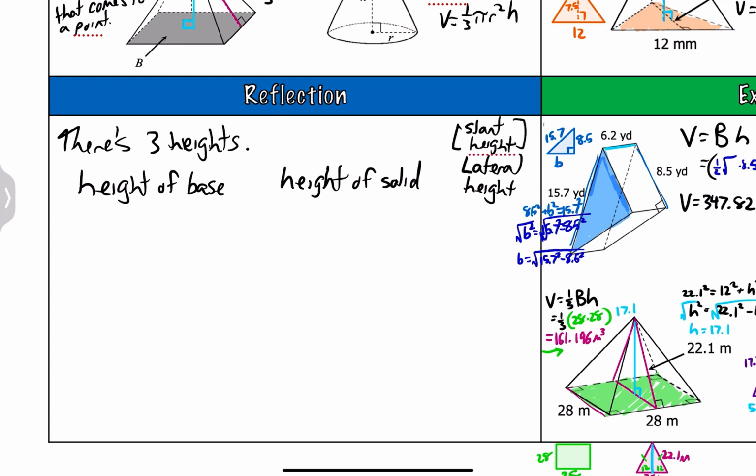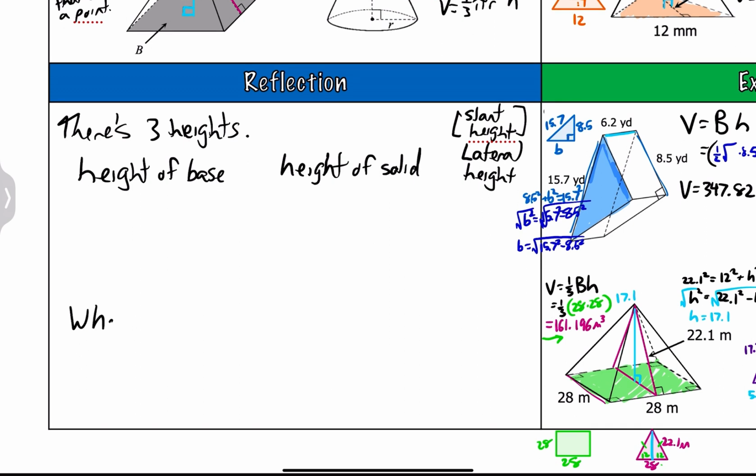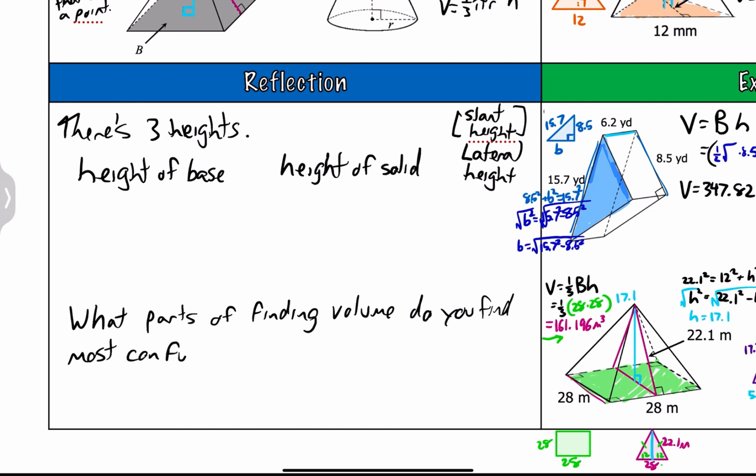It is really easy to get them mixed up, so you want to make sure you have a system in place for telling them apart. And aside from the three different heights, what parts of volume do you seem to be confused about, if any? If so, jot it down and we can answer it in class.